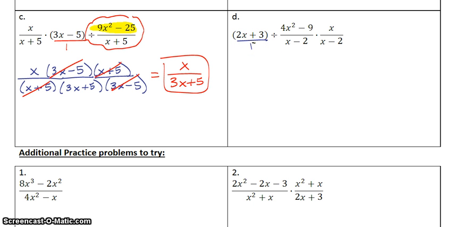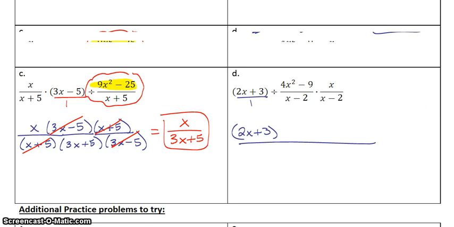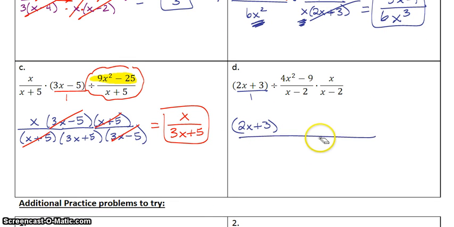Let's do D. So I have 2x plus 3 over 1. So 2x plus 3 is on top. I hope you don't mind that I'm combining them all into a single fraction. If that's throwing you off, let me do it the other way this time, but it doesn't matter, it's the same thing either way. So that one, nothing can be factored.